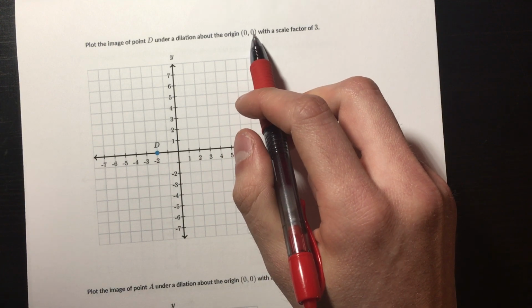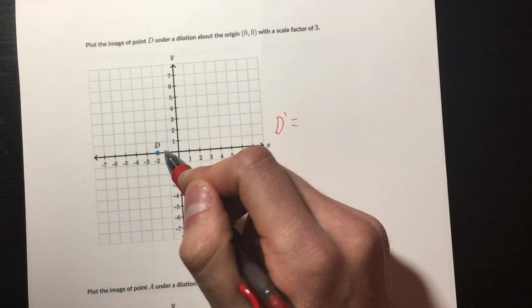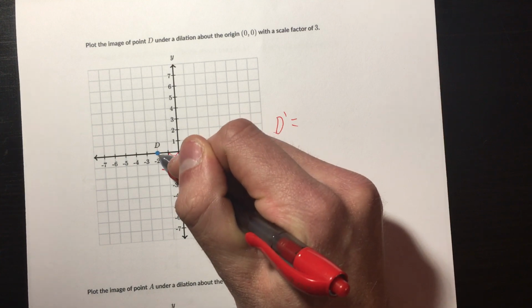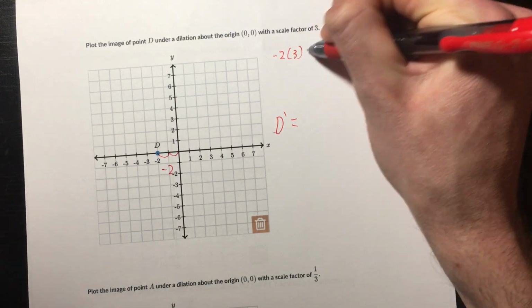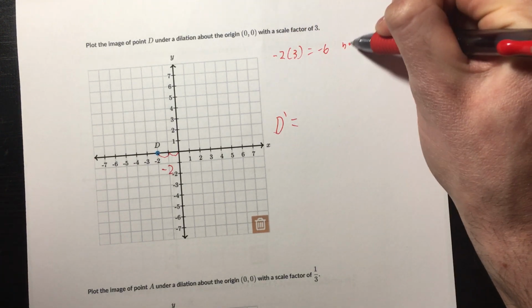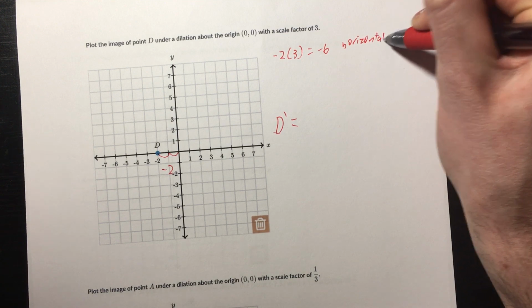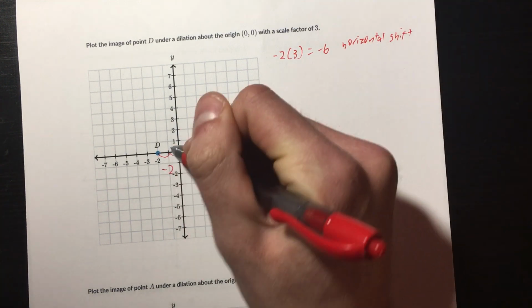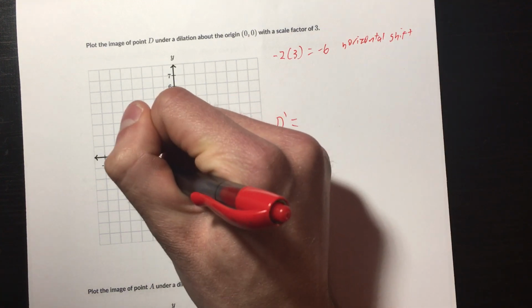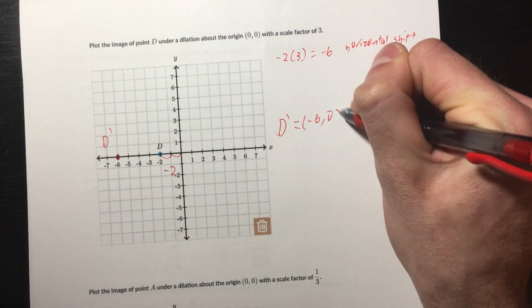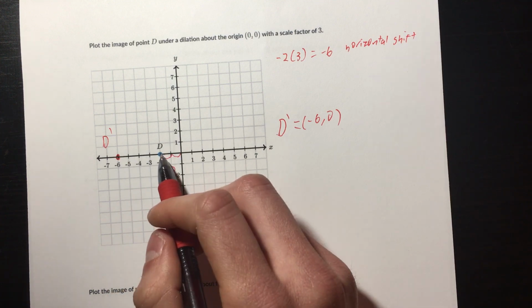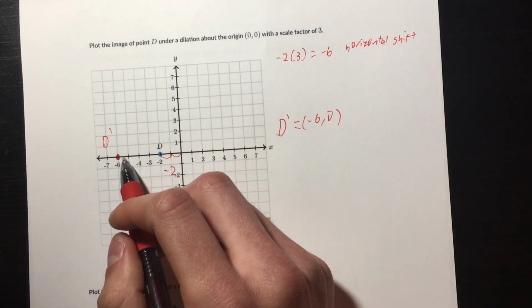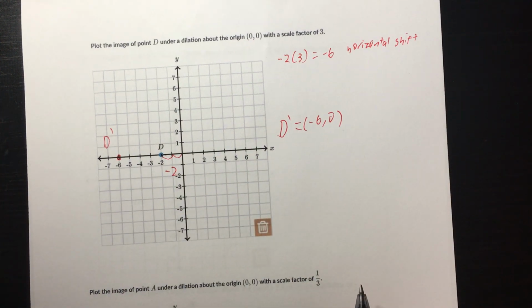So we're going to be dilating about the origin with a scale factor of 3. We're going minus 2 in the horizontal direction, and then 0 in the vertical. So if we just do minus 2 times 3, we're going to get minus 6, and that represents the horizontal shift. So negative 2, negative 3, negative 4, negative 5, negative 6, and that's going to give us D prime. And because there's no change in the vertical shift, the y coordinate, 0 times 3, just remains 0. So it's going to be at -6, 0.